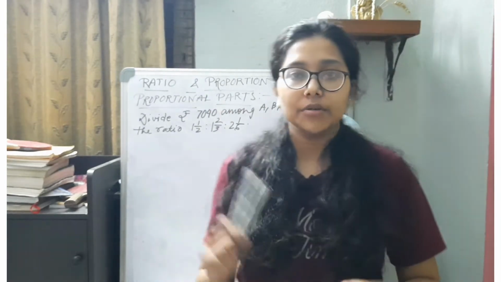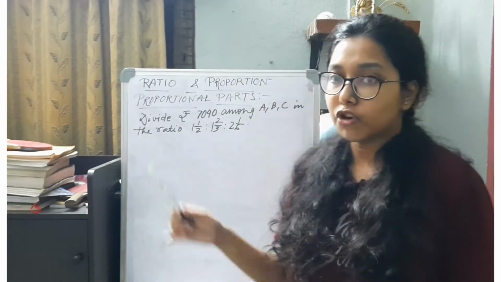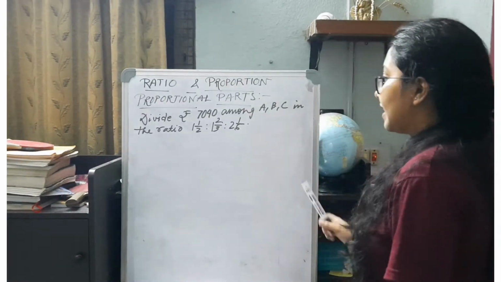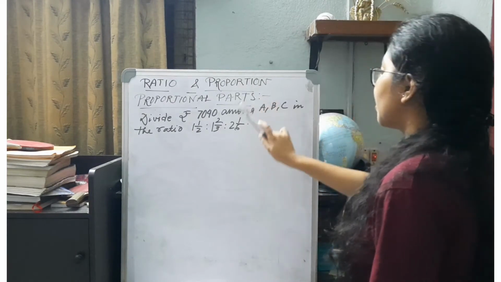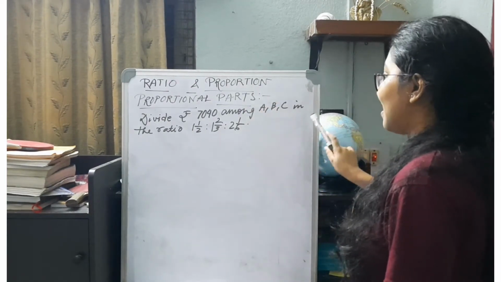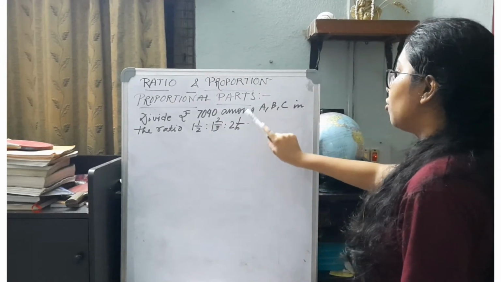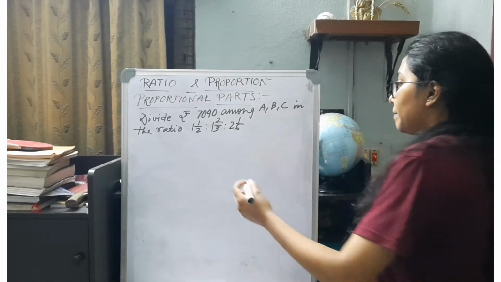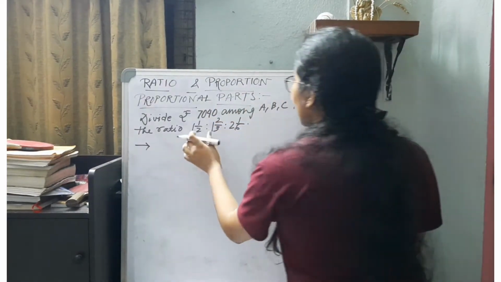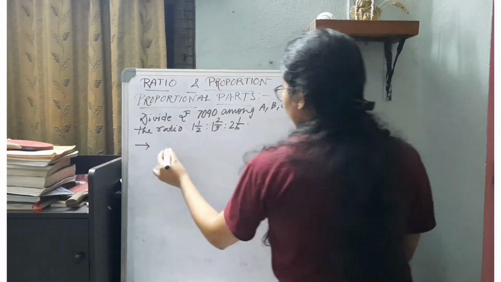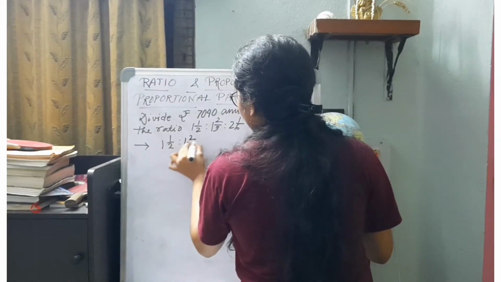So let's check out this problem to understand how to solve questions on proportional parts. The question says to divide rupees 7040 among A, B and C in the ratio 1.5, 1 2/3 and 2 1/6. First of all, this is in mixed fractions, so let us convert it into improper fractions so that finding the ratio becomes easier.